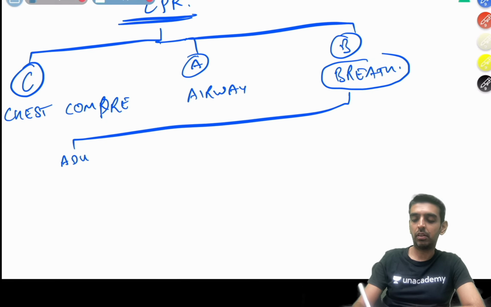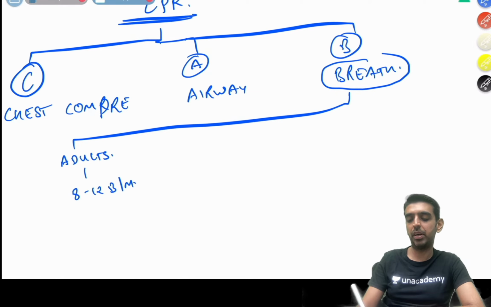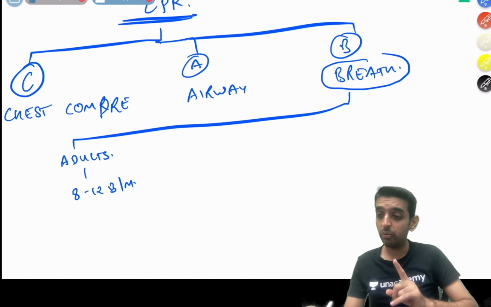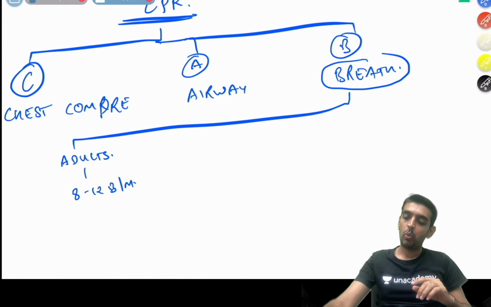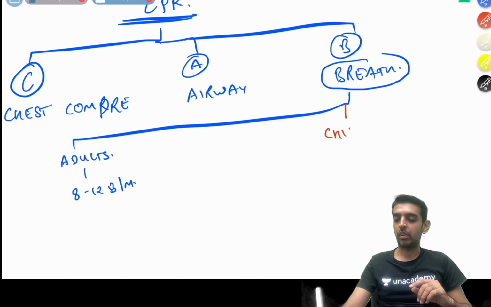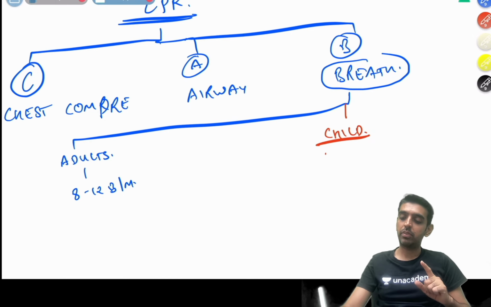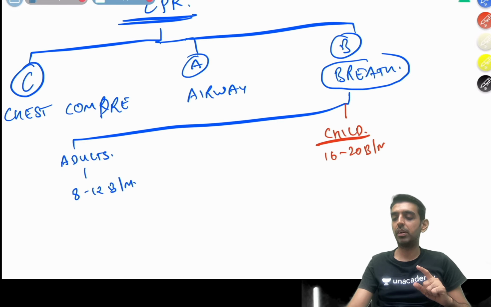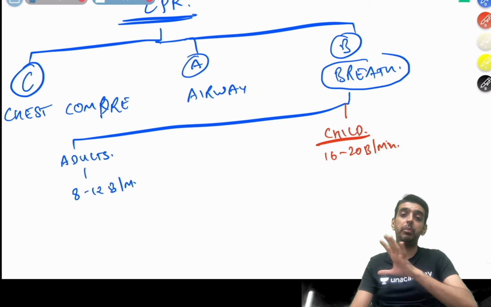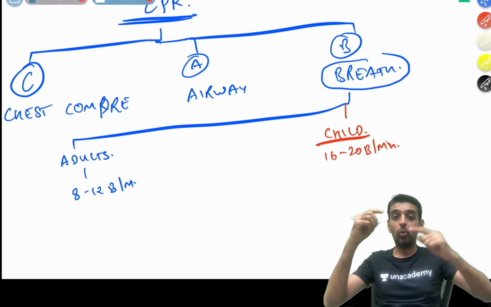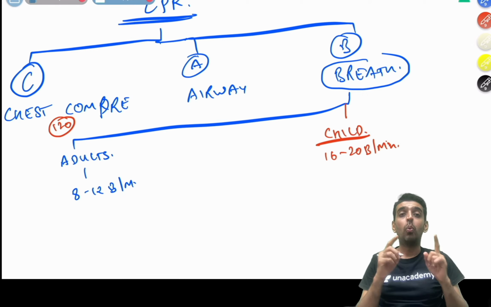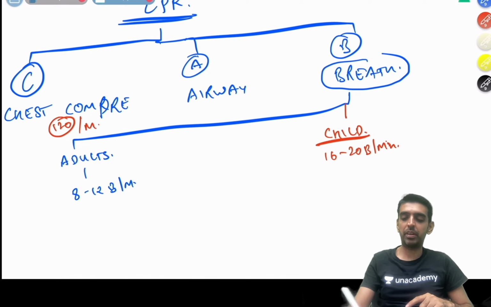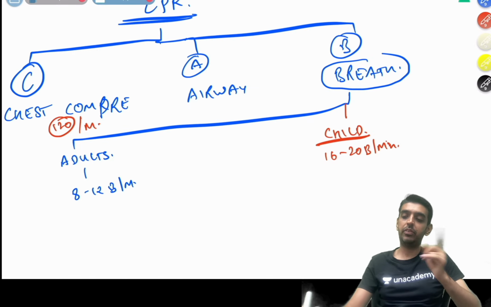In adults, we give 8 to 12 breaths per minute, right? Medico, Baljinder, everybody. Whereas in children, we give 16 to 20 breaths per minute. Now, correlate with chest compressions. What is the chest compression rate? It is 120 per minute, be it adult, be it child.